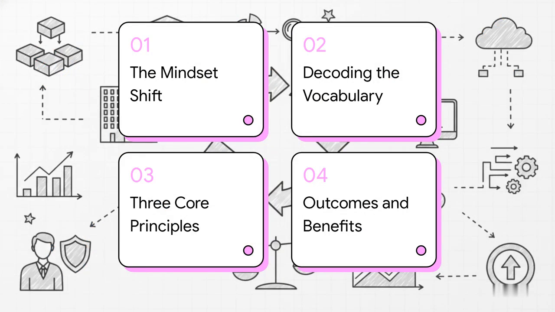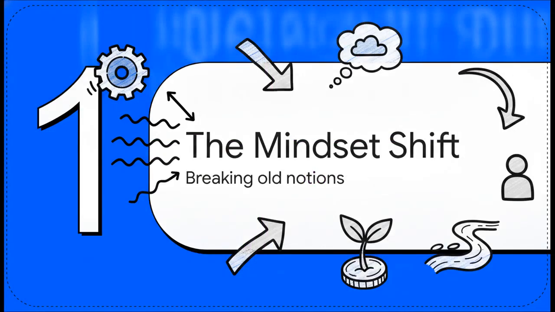Here is our roadmap for getting there. Part 1, the mindset shift. Part 2, decoding the vocabulary. Part 3, 3 core principles. And finally, Part 4, outcomes and benefits. All right, Section 1, the mindset shift, breaking preconceived notions of value.